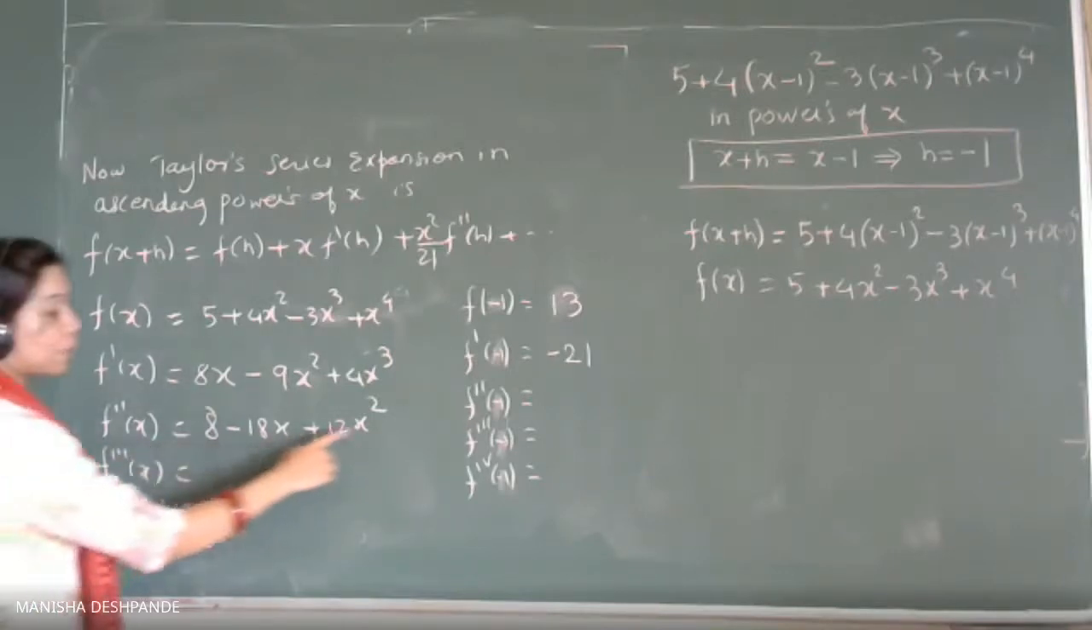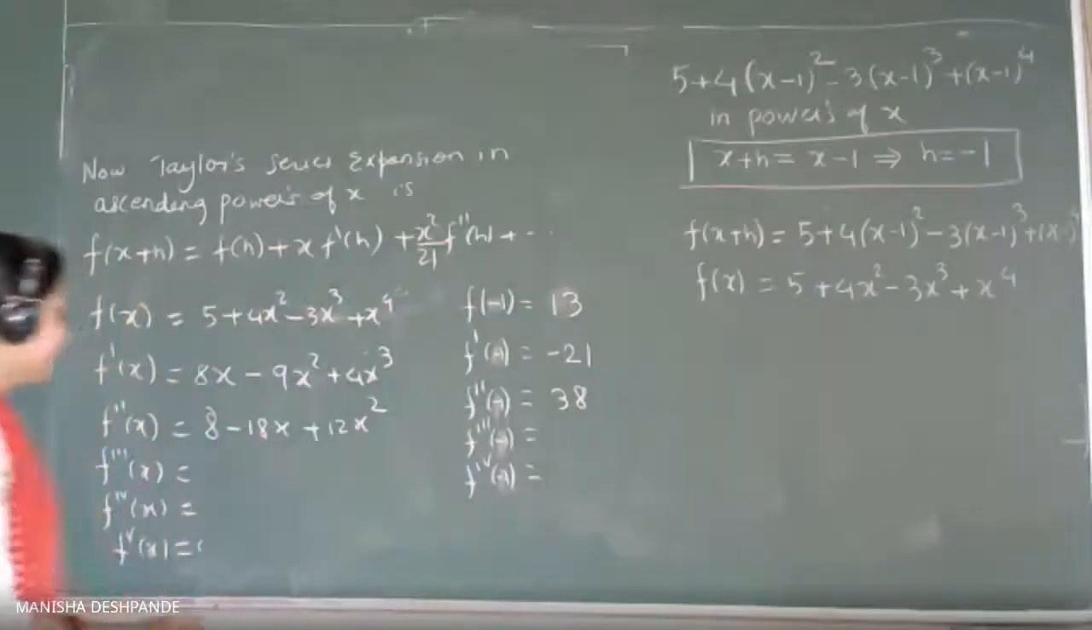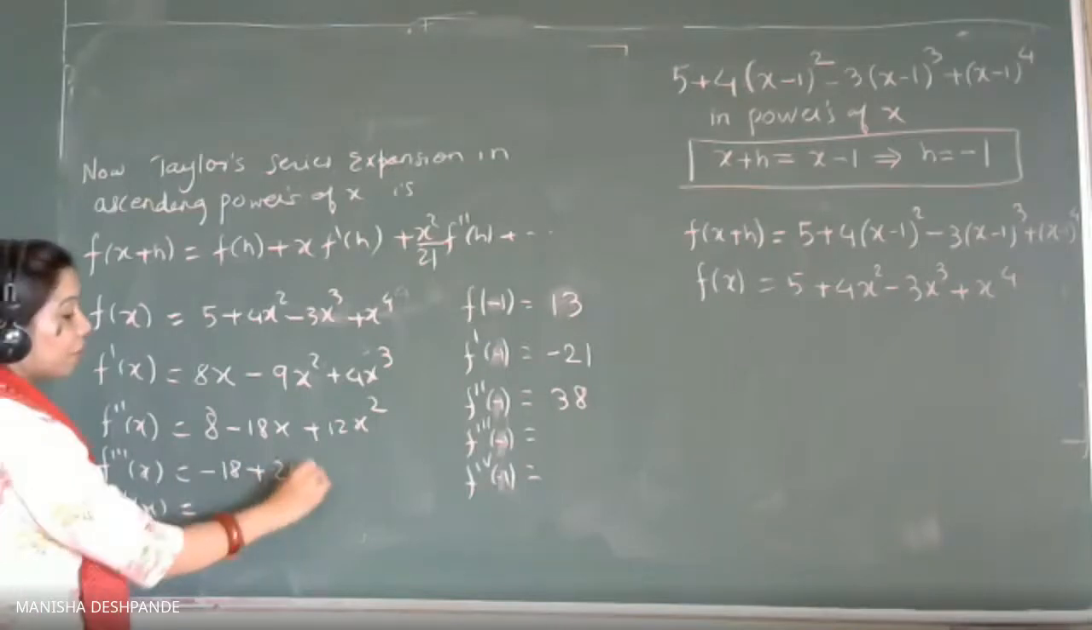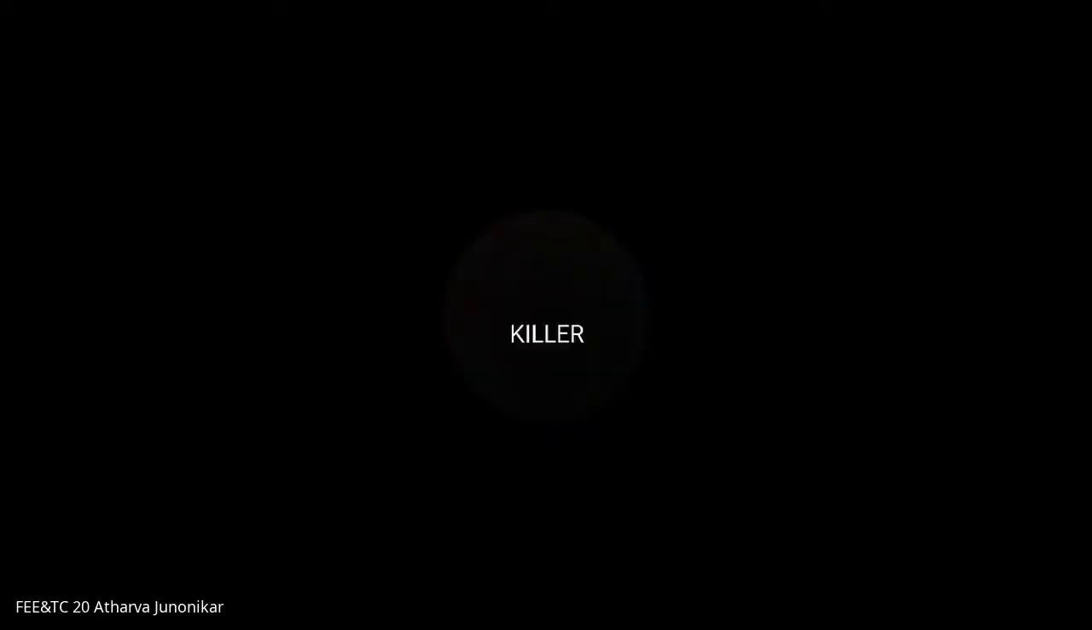What's the value? This will be a plus value. 38. Okay. Then f triple dash will be minus 18 plus 24x. So this will be negative. Minus 42, correct. And then this is fixed, 24. This is 24. Okay.